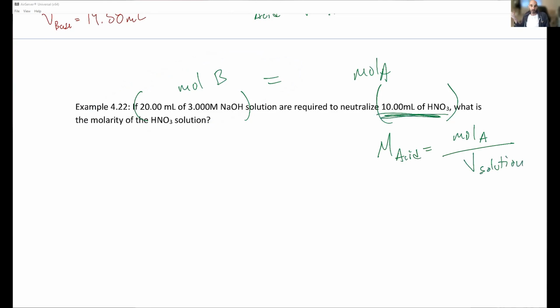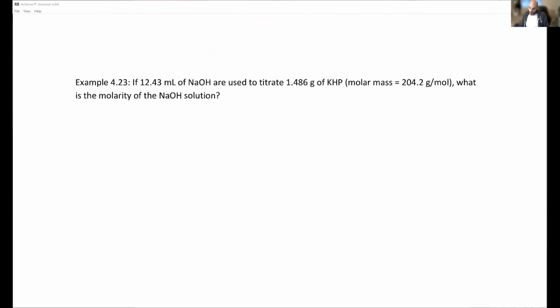Okay, so that's a titration. The moles are equivalent in this case, moles of each. Here we have NaOH with KHP. It's the same exact thing, but instead of having a concentration or a volume calculation, we have gram quantity. So what is the molarity of the NaOH solution?